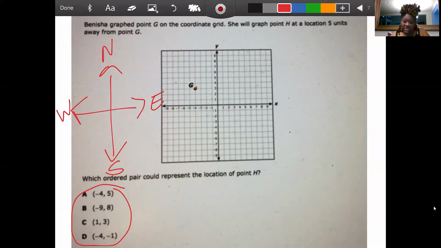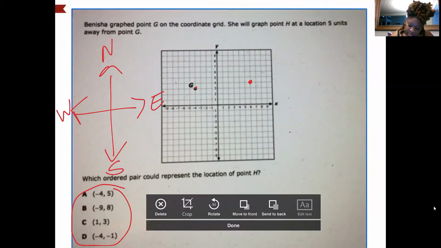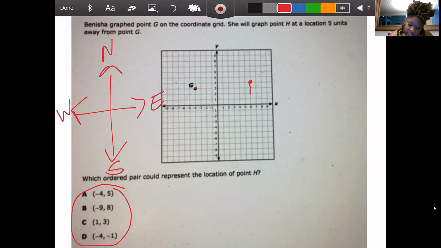Okay, so let me just give you an example. Say your point is here. Each unit is worth 1. Each box is worth 1. So 1, 2, 3, 4, 5. Okay, so you go 5 boxes, 5 jumps until you get to your point. Plot that point, write out the coordinates. So it's 6, -1. I just made this one up, okay? This is not G, I just made it up. So this coordinate is 6, -1, okay?